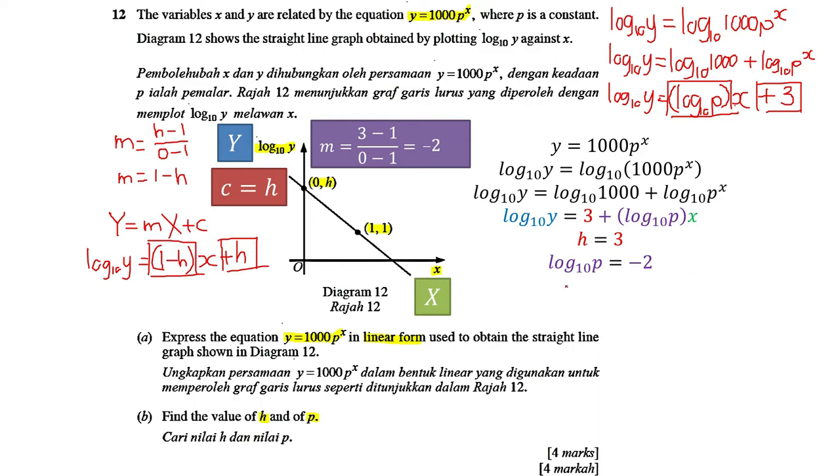And lastly, we move the 10 to the other side, make it become the base. p is equal to 10 to the power of negative 2, which gives you 1 over 100, or you write it as 0.01. 1 mark is given for your linear form. 1 mark is given for you to get h. 1 mark when you compare the gradient. 1 mark given to the answer for p.